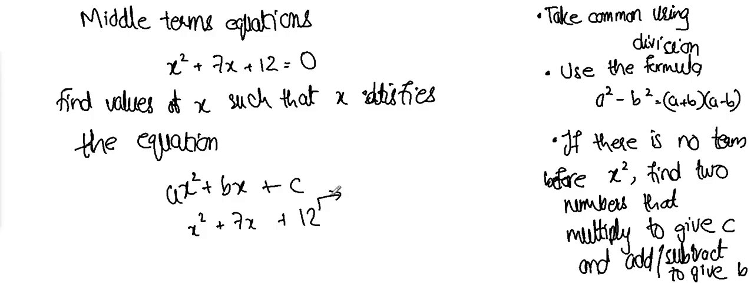What are the multiples of 12? 12 times 1, 6 times 2, 3 times 4. Any else?